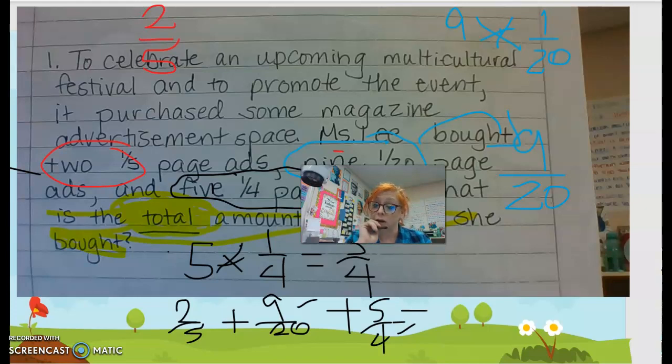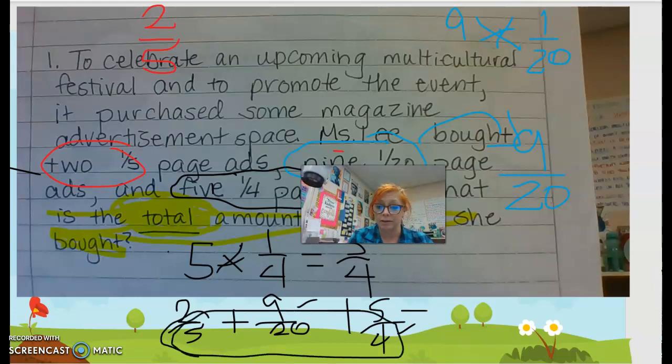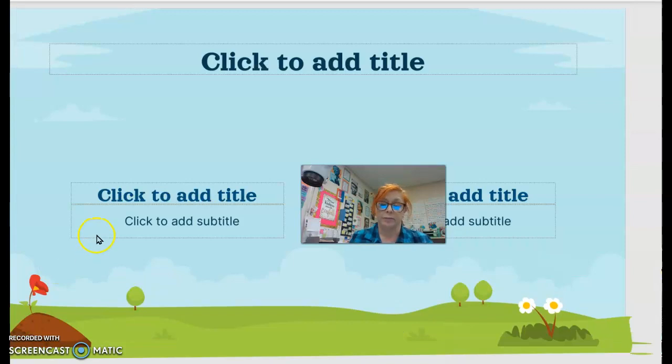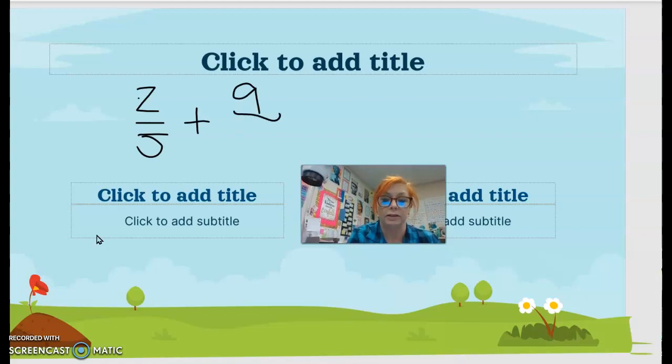Okay, the answer is no, because when you add or subtract, you have to have what? You have to have common denominators. Are these common denominators? No, they're not. So let's open a blank slide, and I'm going to copy that problem again. 2/5 plus 9 20ths plus 5/4. That was what we got back there. Okay.